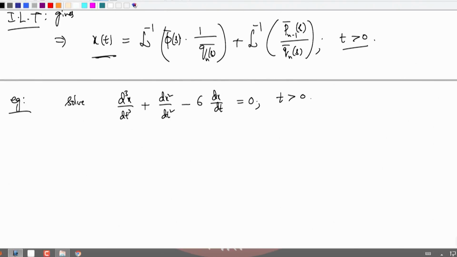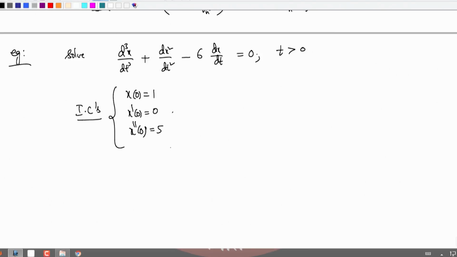For this case, the initial values are x at 0 is 1, x dash at 0 is equal to 0, and x double dash of 0 is also given, because it is third order, so after the second order you have to provide the initial conditions. So, these are the initial conditions. Okay. So, the solution can easily be worked out, like earlier, by applying the Laplace transform.